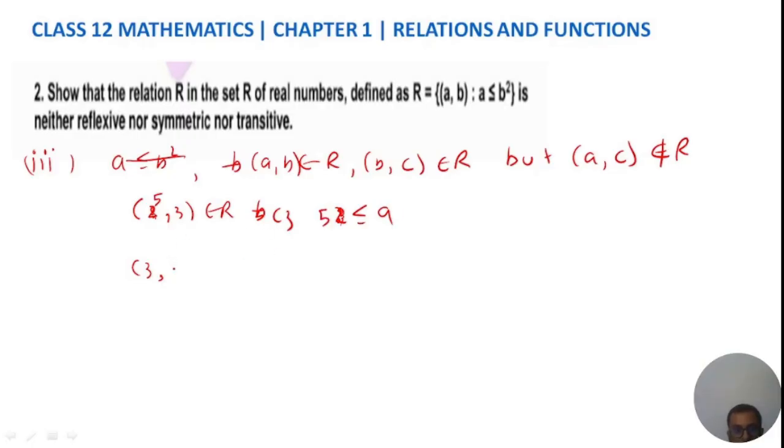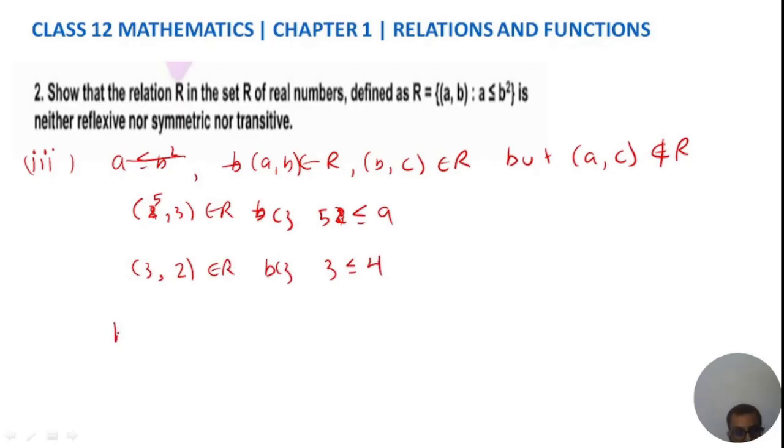Now I should pick the next element in such a way, that is (3, C). C should be picked in such a way that 5 is greater than C square. Then what should be the ideal choice? I think if I pick 2, will (3, 2) be in R? Yes, because 3 is less than or equal to 2 square, 4.